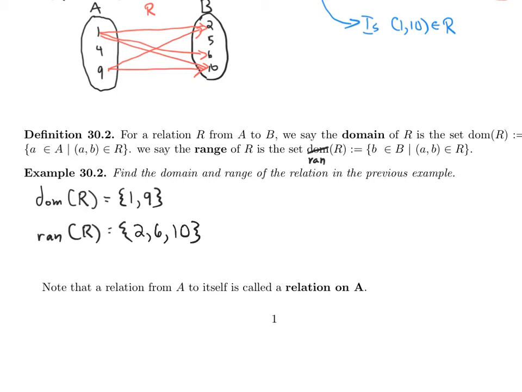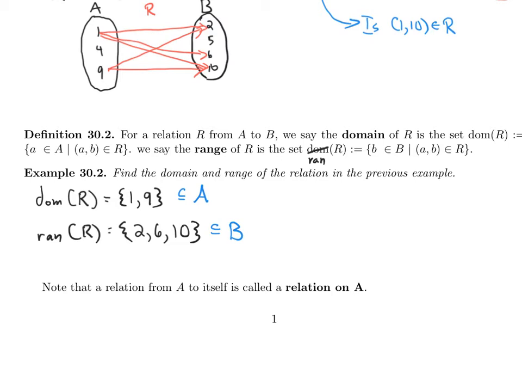And of course you can see, remember, these guys are subsets of A and B respectively. Because in their definition, they're made up of elements of A for dom and elements of B for ran, but with some extra condition. So obviously they're going to be subsets of where the elements are coming from.